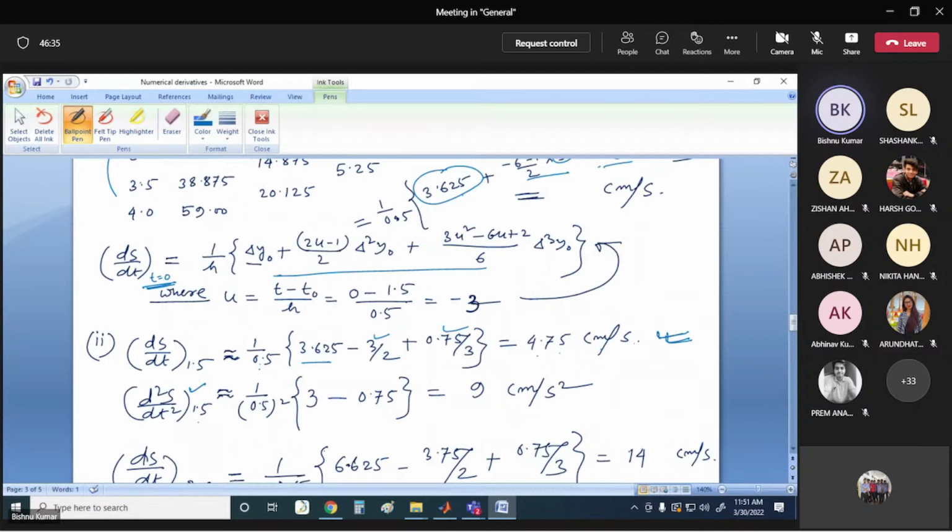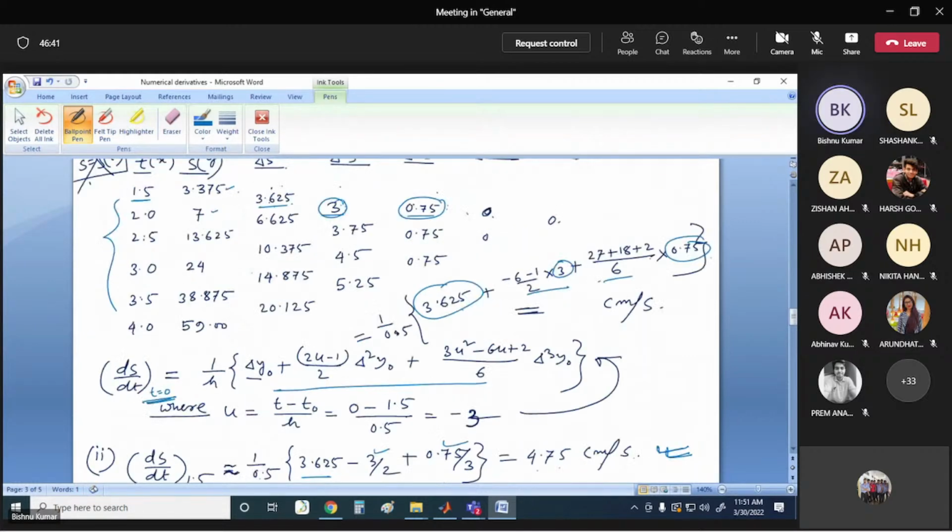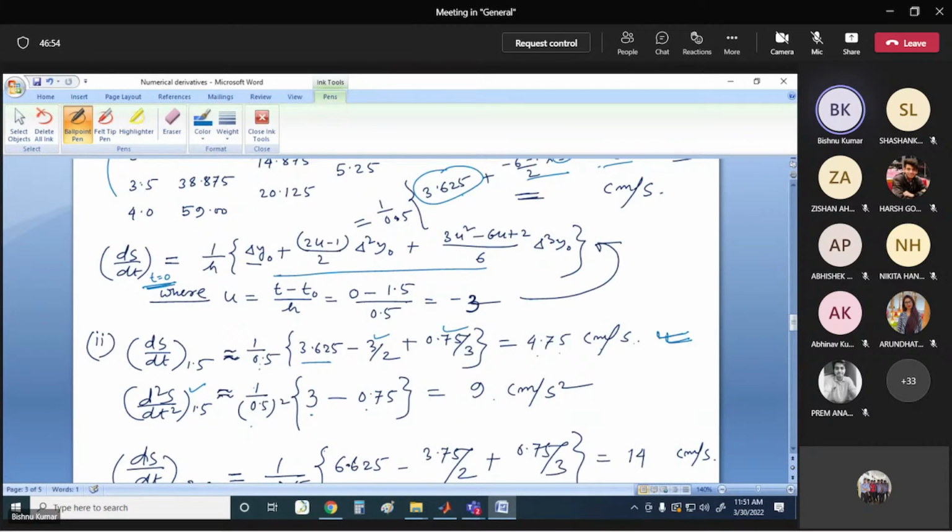Second derivative at 1.5: 1 by h square. What is this value? 3 minus this. Second difference minus third difference plus 11 by 12 fourth difference. Fourth difference is 0, so this minus this only. 3 minus this. That is 9 semi per second square. That is the acceleration at 1.5. You may think of it as the initial acceleration, basically the starting acceleration.